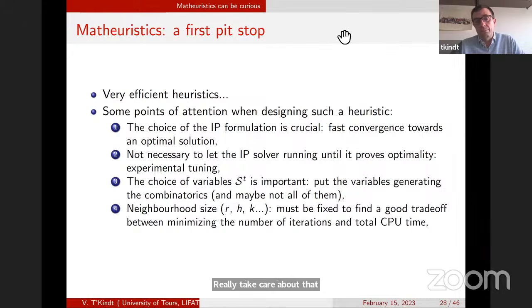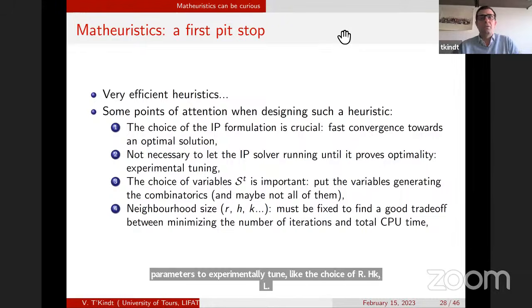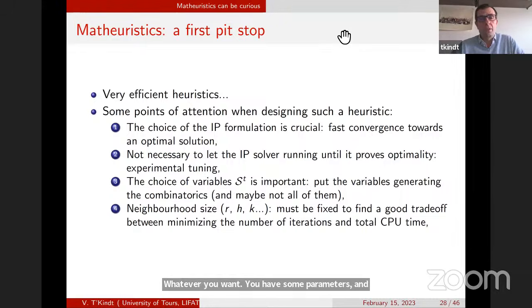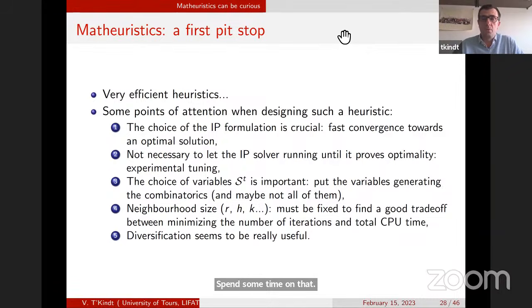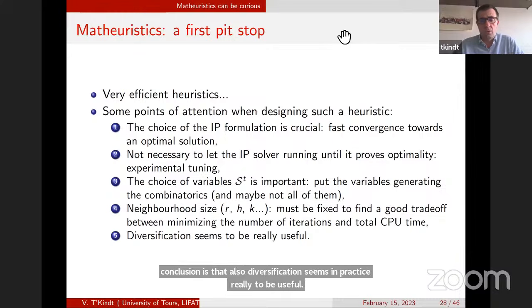I would say that the drawback is that you have some parameters to experimentally tune, like the choice of R, H, K, L, whatever you want. You need to find a good trade-off between minimizing the number of iterations and the total CPU time. So tuning these parameters is not always easy, and may require some preliminary computational experiments. Spend some time on that. My conclusion is that diversification also seems in practice really useful, so it should also always be considered.